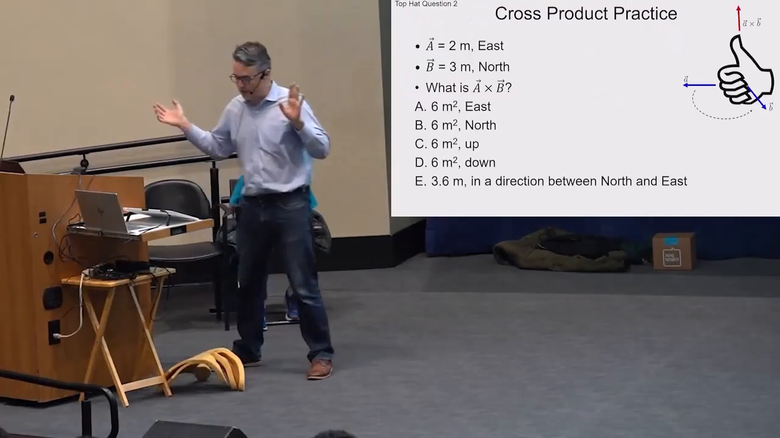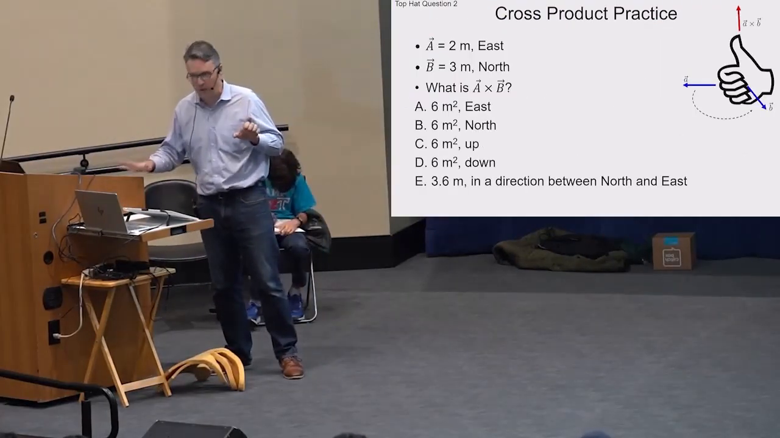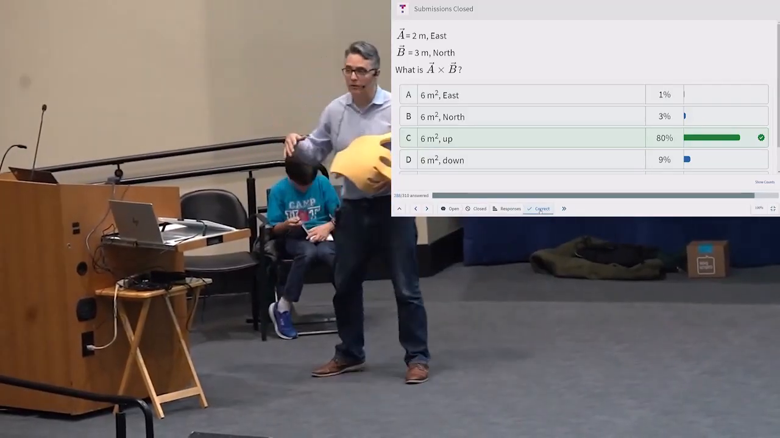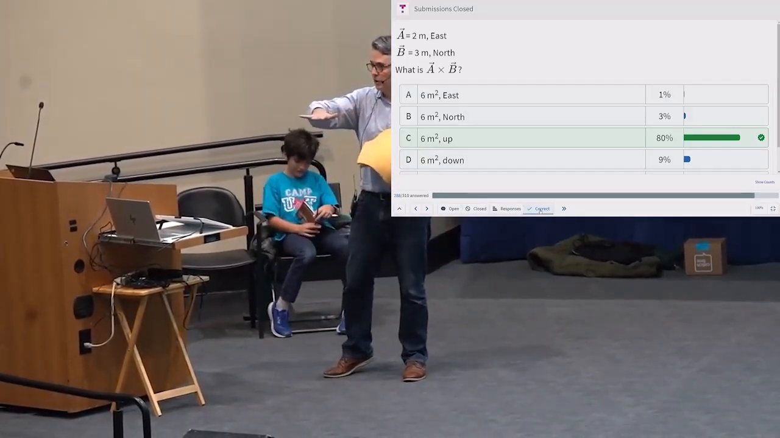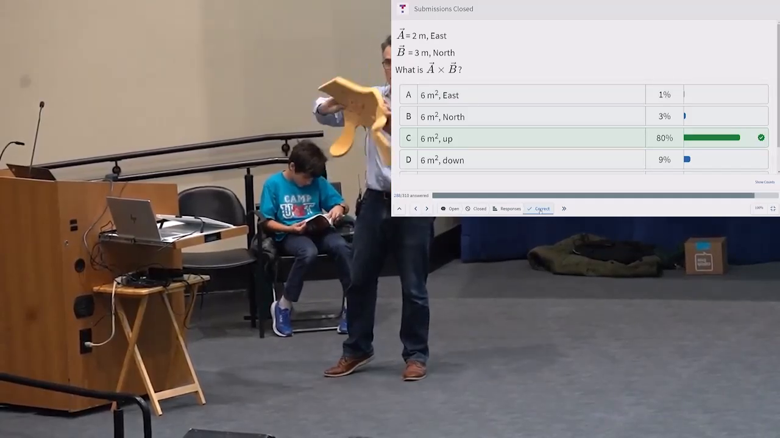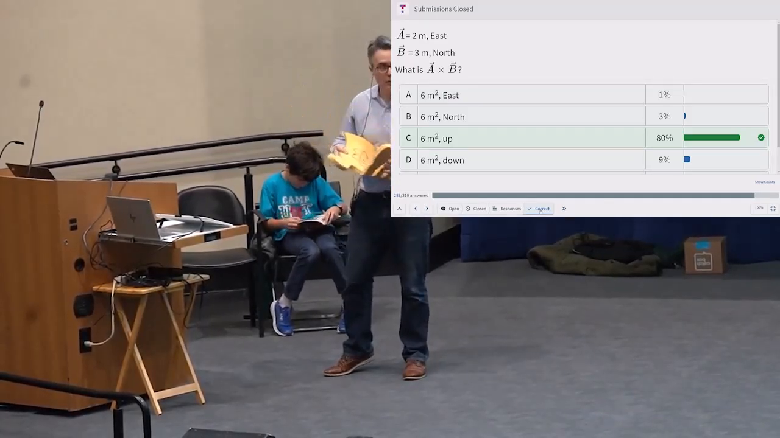If A was 2 meters east and B is 3 meters north, what's A cross B? Let's go at the graphics there. Does that make sense? So you knew it was going to be up or down because the two vectors that you're cross-producting are in the horizontal plane. But the question is, is it up or is it down? And that's when you use your right-hand rule.